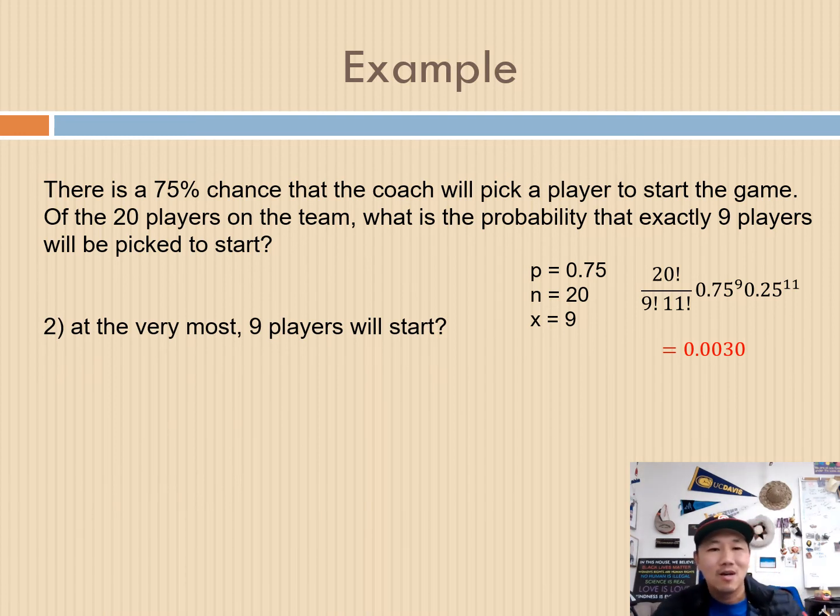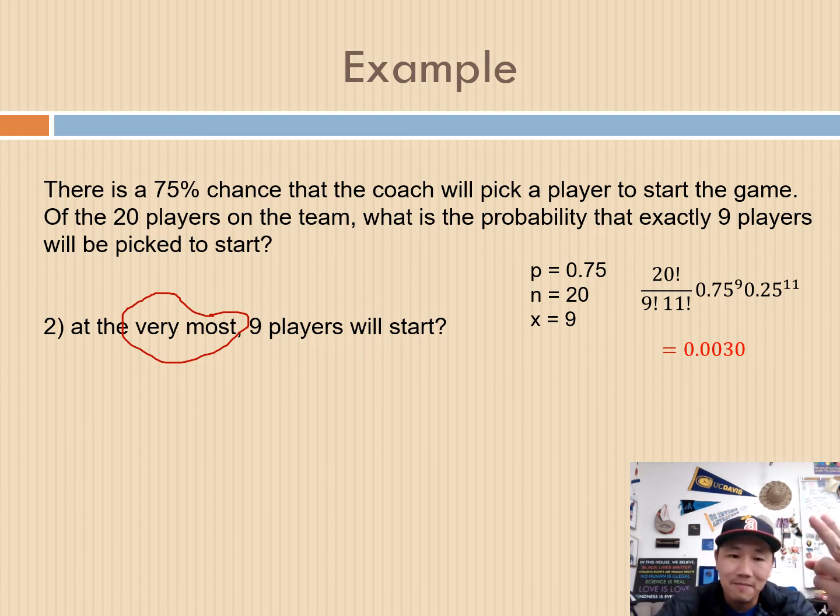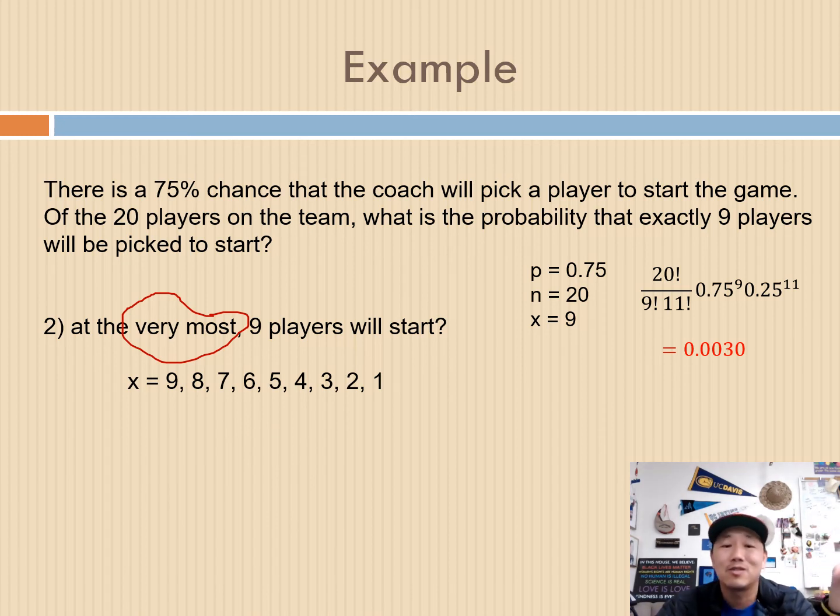Next question. What is the probability that at the very most 9 players will start? At the very most means 9 or less, which means you have to do the equation for 9 players, and then for 8 players, and then for 7, 6, 5, 4, 3, 2, 1. So you have to do that formula for all of those numbers, then add them all up, and that's the answer. There's the answer.